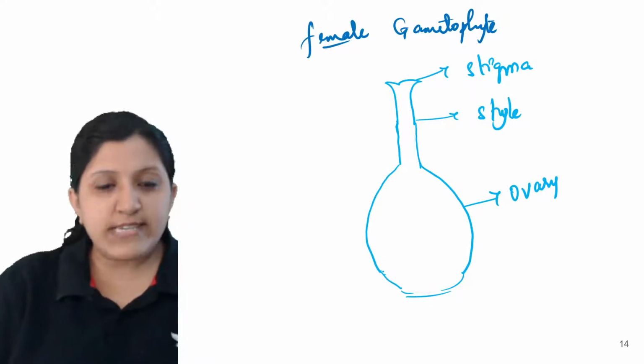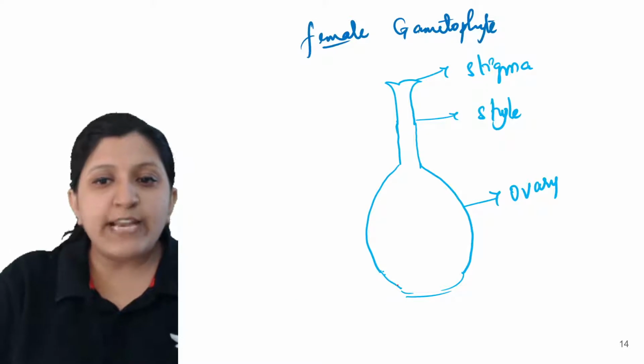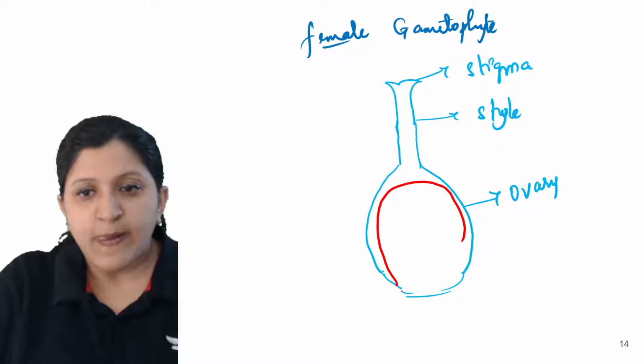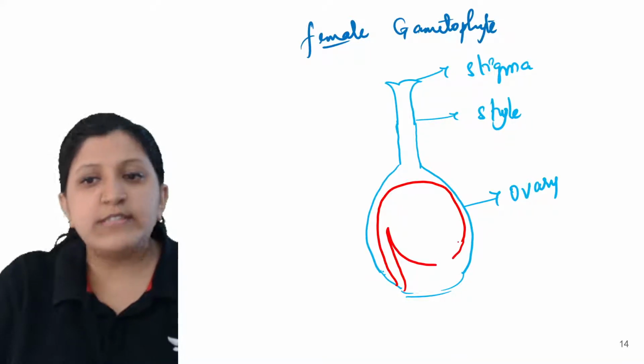Alright, so now this is the stigma, style and ovary. Let's see the ovule inside. Inside the ovary, what do you find? You always find the ovule inside. So now this structure, what you see here, this is an ovule.